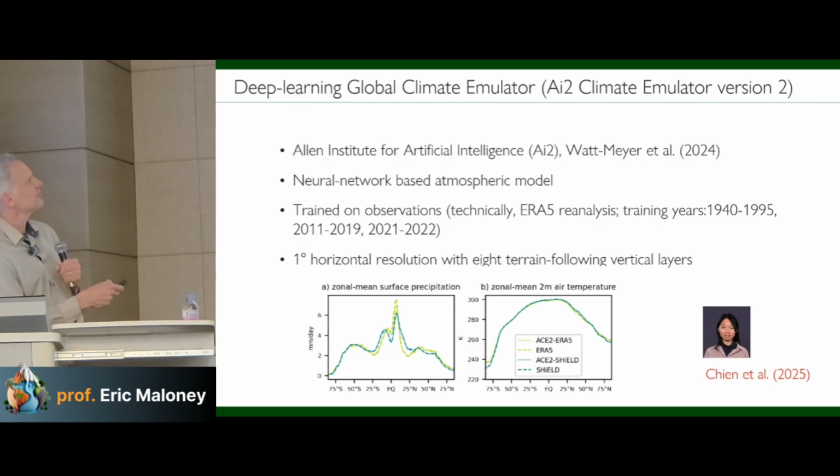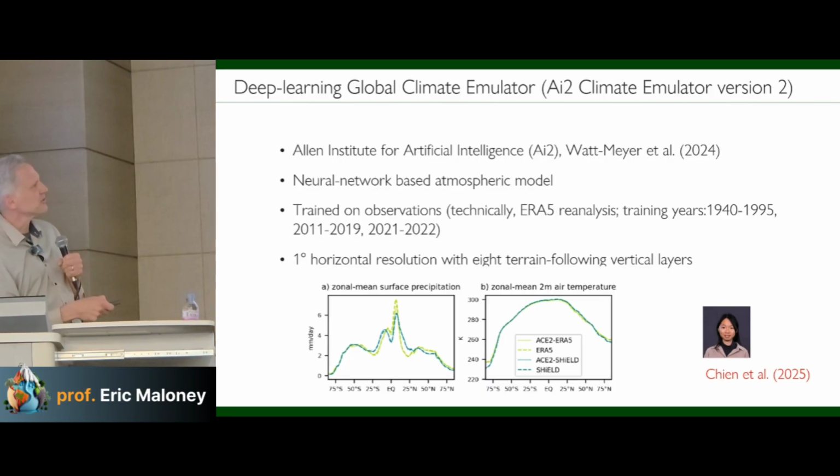And what Mu-Ting is looking at is the so-called Allen Institute for Artificial Intelligence, AI2, climate emulator, which is a neural network-based atmospheric model trained on observations. Once it's trained on observations, you could run it during another period and look at its representation of climate and of weather, and things like that. So we're going to be looking at some results from this particular model.